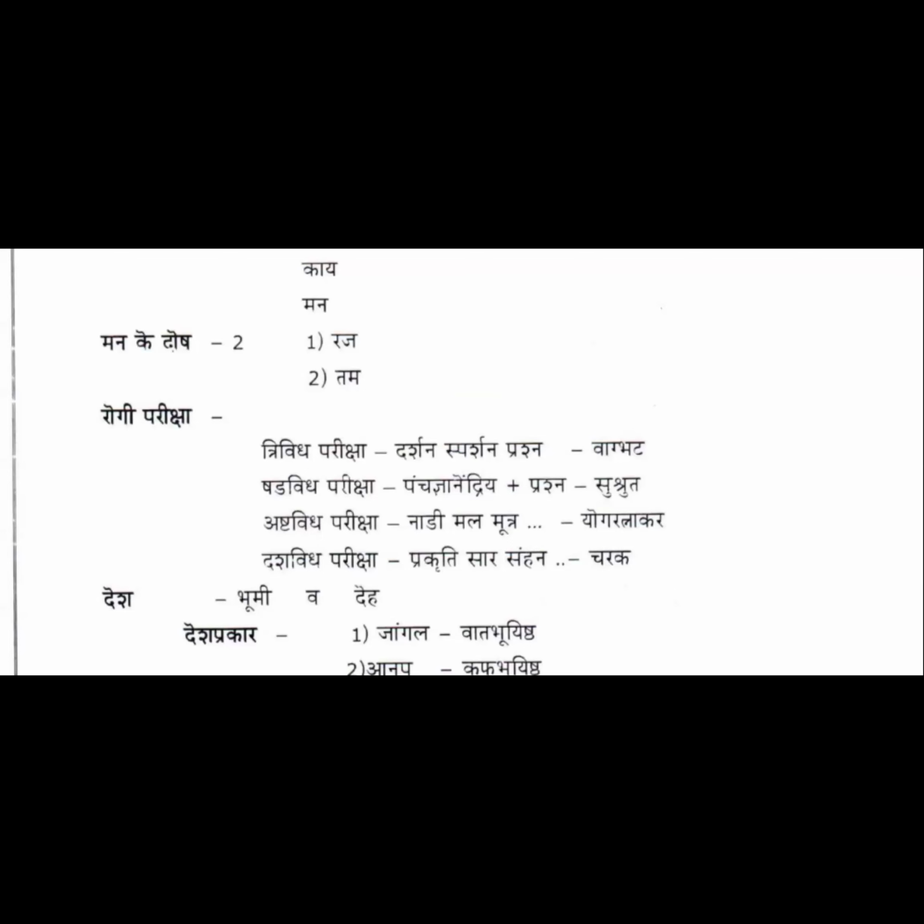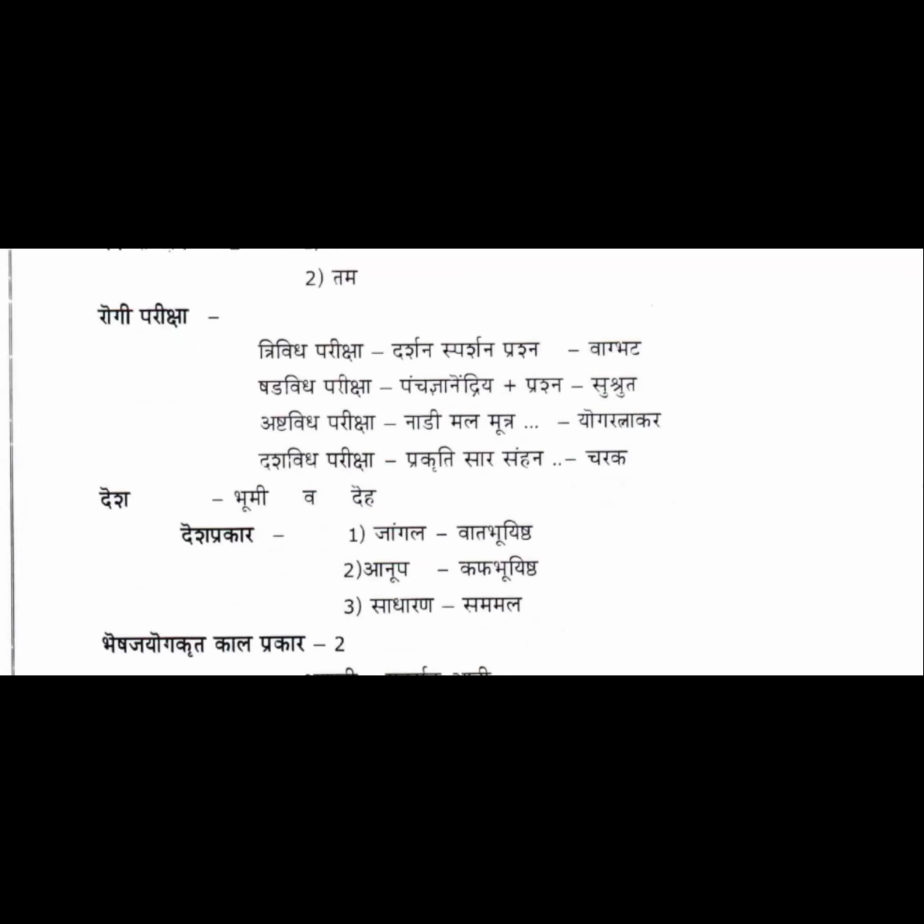The other references, that is Sushruta says about Shadvidha Pariksha, that is Panchajnanendriya and Prashna Pariksha. Then we have the reference of Yoga Ratnakara who says Ashtavidha Pariksha: Nadi, Mala, Mutra, Jihva, Shabda, Sparsha, Drik, Akriti. And Charaka says about the Dashavidha Pariksha. So all these Parikshas of Charaka we'll study in Vimanasthana. Okay.